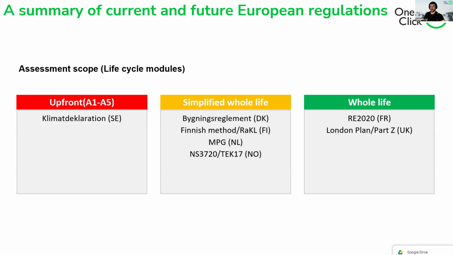And then we have the assessment scope, where we found three different types. Either it's only upfront, A1 to A5, simplified or whole life, and then whole life. Obviously, the worst being upfront, the best being whole life. And at the very worst, or the least good end, we find the Climat Declaration. And then where we find the whole life, we see RE 2020 and the London Plan / Part Z. So again, just a bit of a comparison of what's good and what's not as good.